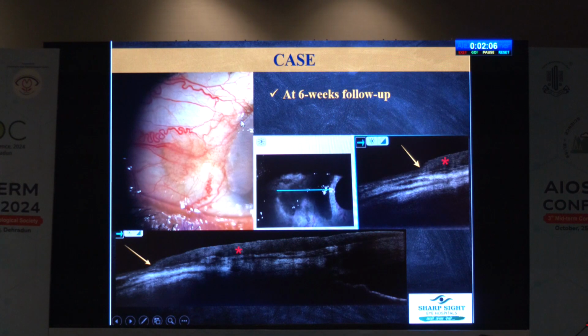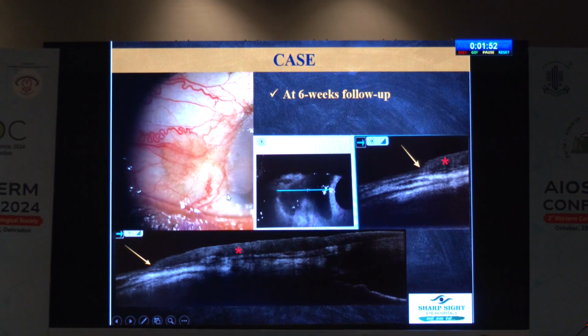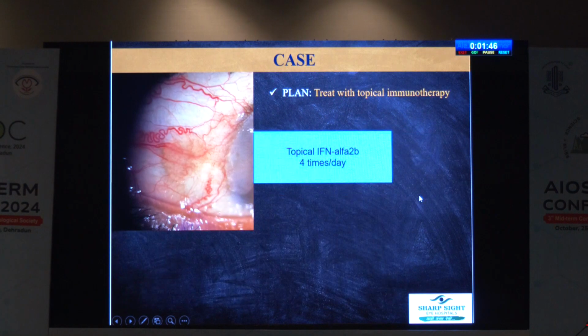Now at 6 weeks, you see there's a beautifully delineated lesion with the corkscrew vessels and intrinsic vascularity. I did an OCT for this patient. Now you see all the characteristic findings, but you see that the epithelium is not that hyperreflective, probably because the lesion is very, very thin, right? So this is how these investigations help us.